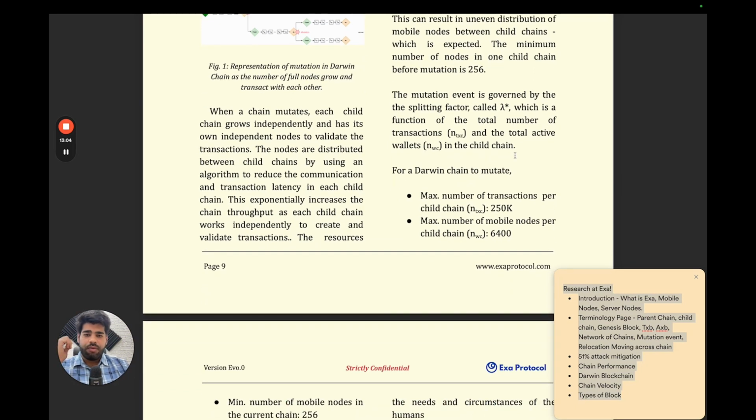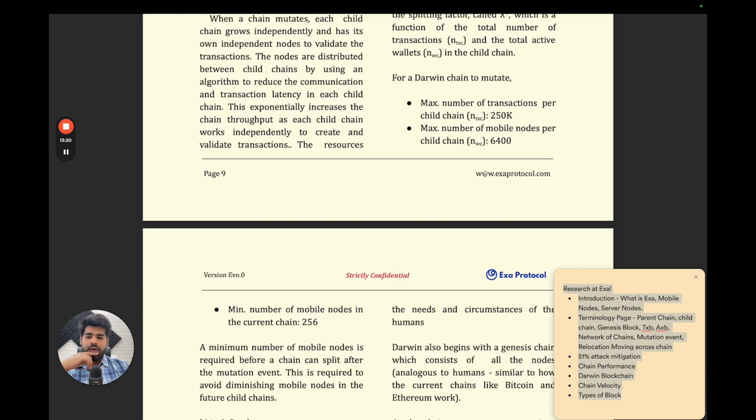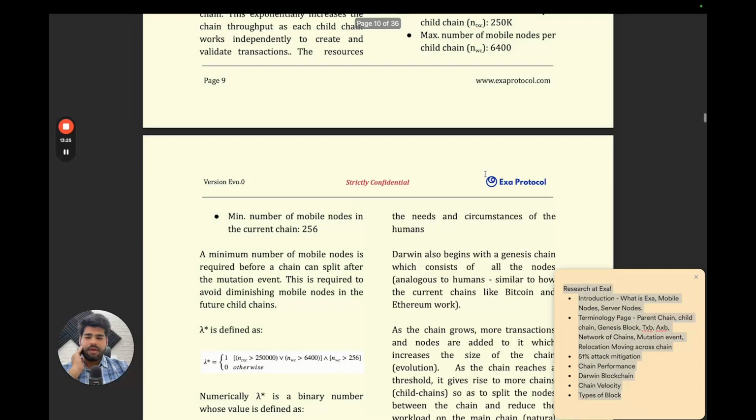Now, the mutation event is also governed by a splitting factor, which is called lambda star. It is a function of the total number of wallets in the parent chain and the total active wallets in the chain, and we have defined how the splitting will take place based on this parameter.